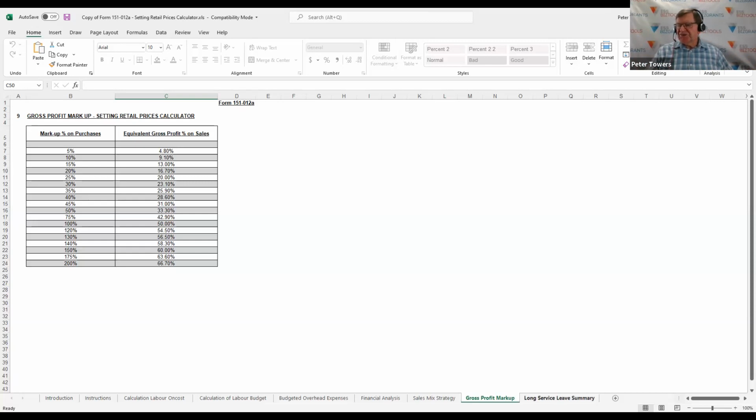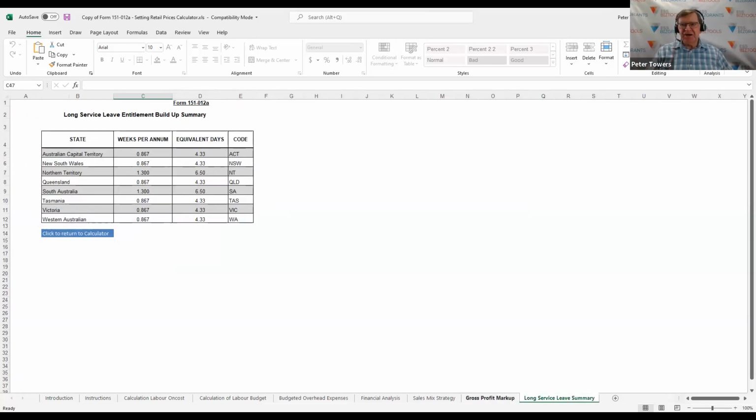We also have in the system the long service leave calculator, which we're linked to. All you do back in that labour area is enter what state that this business is operating in, and it will then pick up the long service leave that applies. And they're very similar, except for South Australia and the Northern Territory, as you can see, but it will pick up the right state and it factors that cost into account. So that's how the system works.